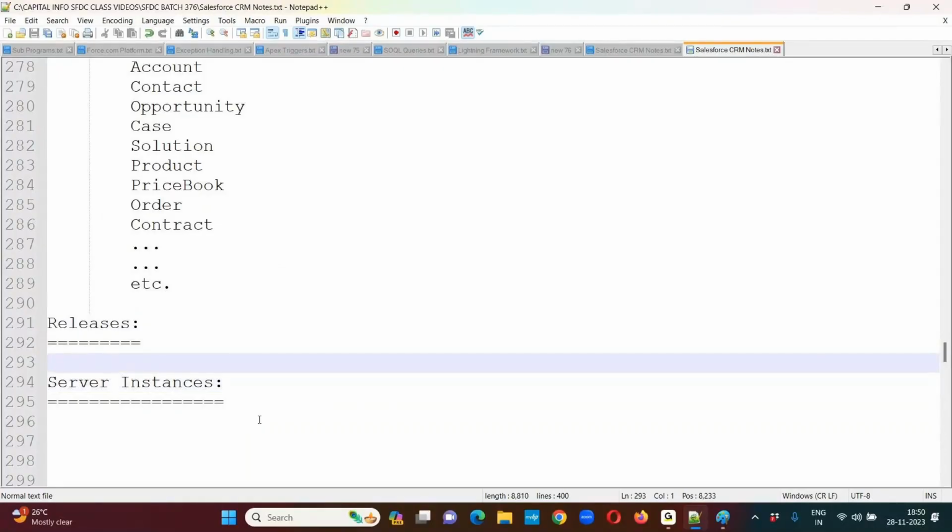In the North America region, how many servers are available and what are those server names? In the Europe region, how many servers are available? In the Asia Pacific region, how many servers are available? How to check the server's information, how to check the server status, how to verify the historical status of the server, how to verify the maintenance calendar of the server for the next 1 year. Everything we'll see practically in tomorrow's session. I will show you with the live concept. Okay? Clear up to this one?